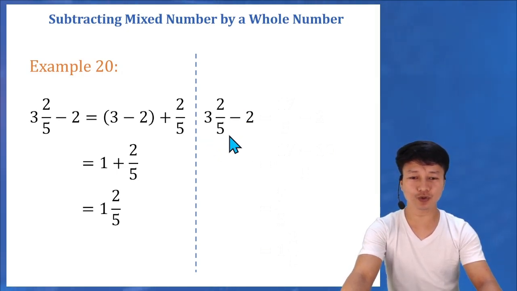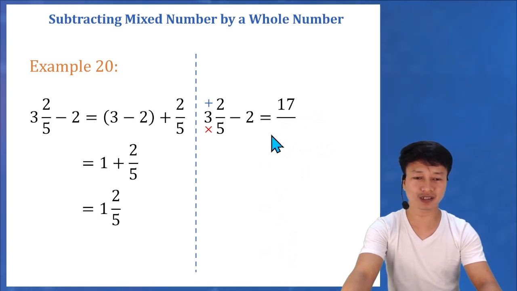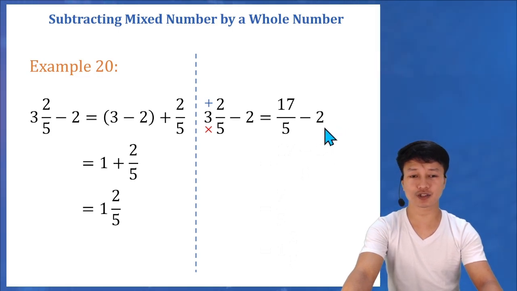We have 3 and 2/5 minus 2. So what are we going to do is to convert first this mixed number into improper fraction. So 5 times 3 is 15 plus 2 is 17. Over the denominator here is 5, so it must be 5. Minus the whole number, which is the subtrahend, that is 2. So after doing that, we may now apply the method of subtracting a fraction by a whole number.